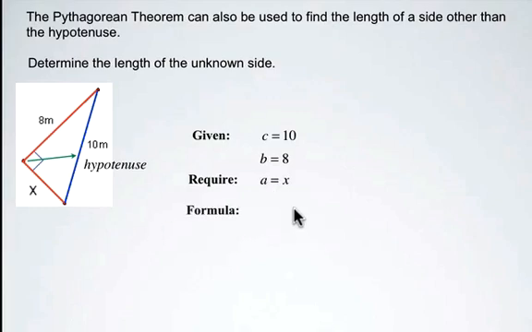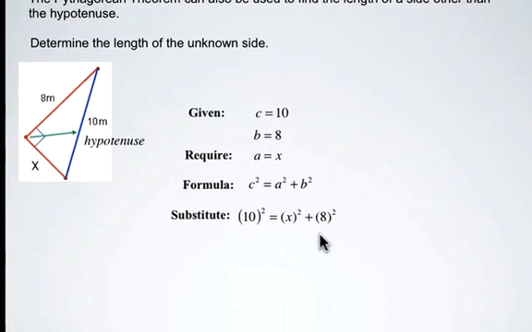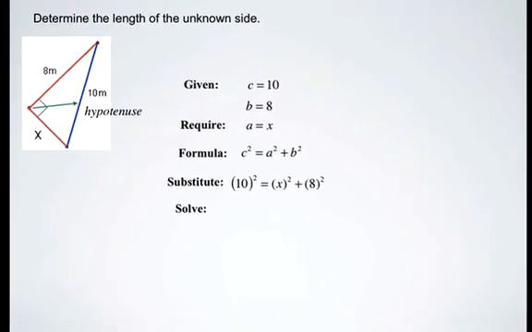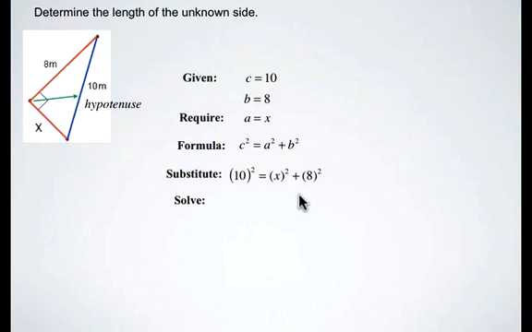Our formula is C squared equals A squared plus B squared, and we're going to then substitute into our formula. If we do this, remember that we have to correctly identify C, and C is our 10. So we sub in for C equals 10, so this is 10 squared equals X squared plus 8 squared. So we're going to solve the equation now for X. We're going to try, in other words, to get X all by itself. And so 10 squared is 100, and 8 squared is 64, and of course X squared is X squared.